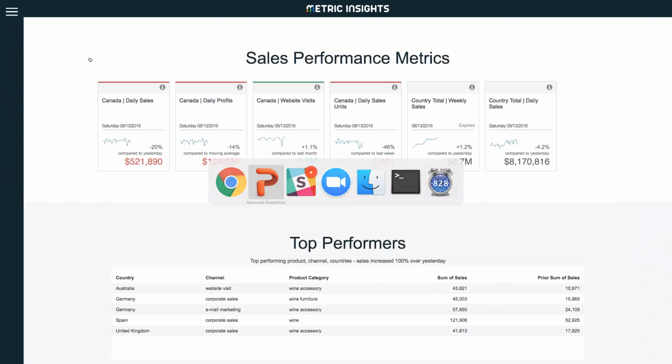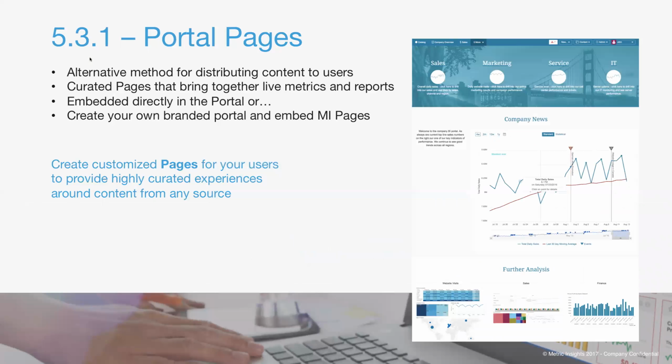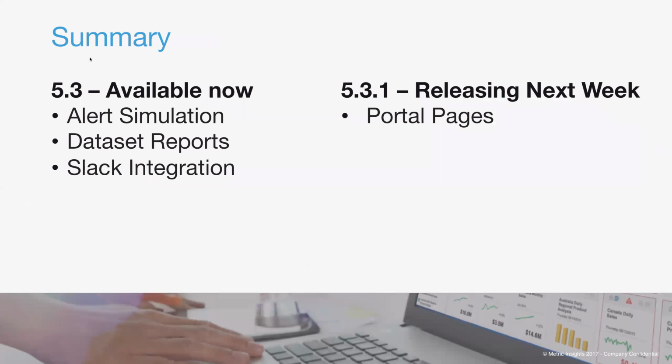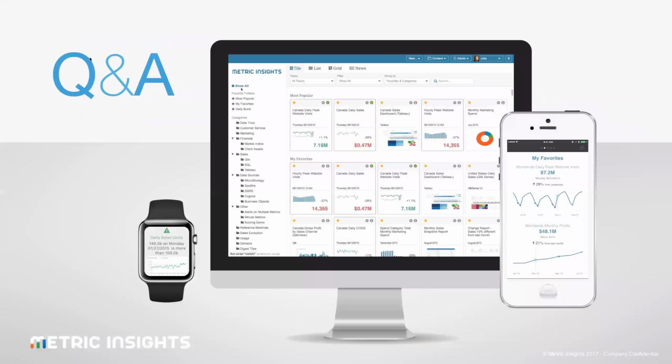So again, the idea is that we can curate experiences. It's another way of distributing this content out to users or giving them access to it, and a way of branding Metric Insights to your own needs. So with that, I guess the summary is 5.3 available now. Those three main pieces of functionality that we touched on. If you haven't installed, you'll probably be installing 5.3.1, which will include the portal pages, which are coming out next week. And with that, we'll just see if there's any more Q&A.